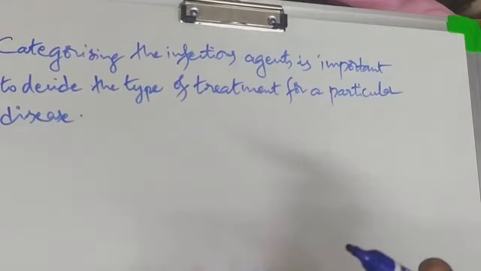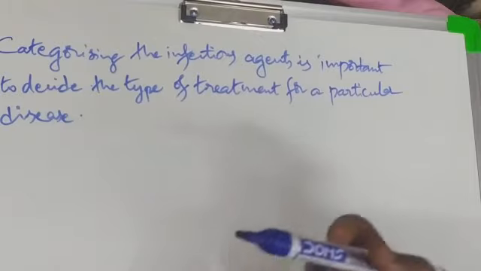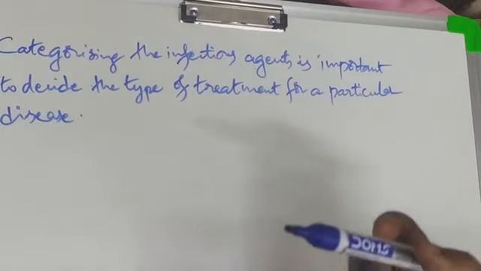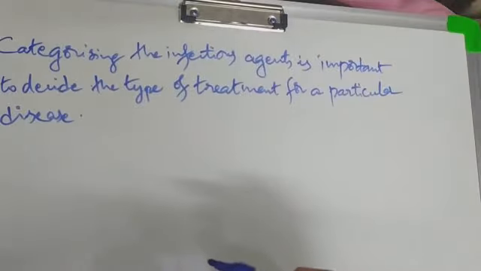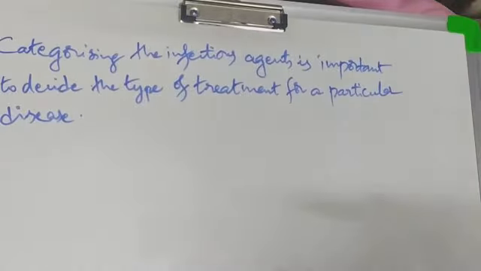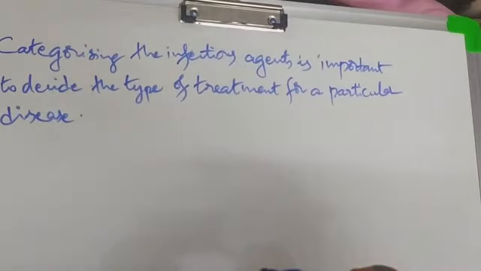Because members of each of these different groups, like viruses, bacteria, fungi, and nematodes, have many biological characteristics in common. All viruses will have some common biological characteristics. All bacteria will have some common biological characteristics. All fungi will have some common biological characteristics. All protozoans, all nematodes, they will have their particular category level of common biological characteristics.